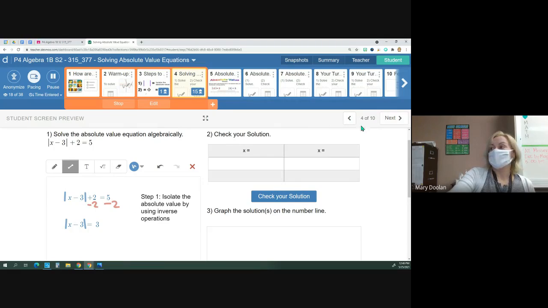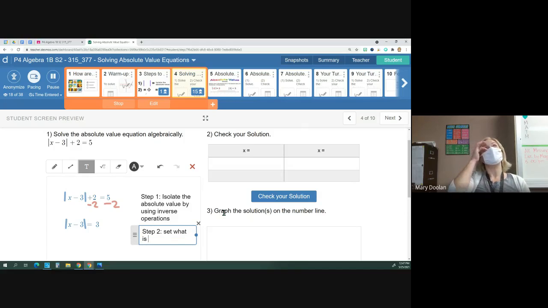We did that. Step two, which says back here on this screen 3, is we're going to set this absolute value equal to the positive and negative version of what's on the other side of the equal sign. And we drop the bars when we do that.